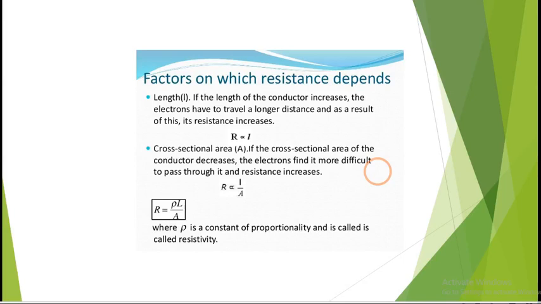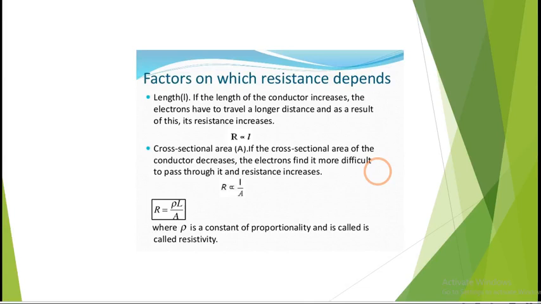Next point, the specific resistance or resistivity. At a particular temperature, the resistance of a given conductor is observed to depend on the nature of the material of the conductor, the area of cross section and its length. If the length of the conductor increases, the electrons have to travel a longer distance, and as a result of this, its resistance increases. That is, R is proportional to L.